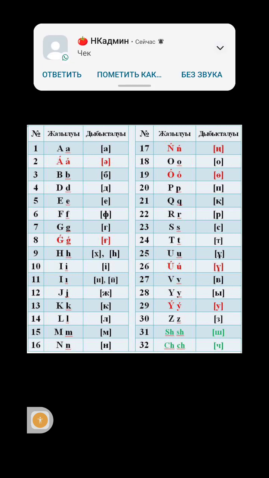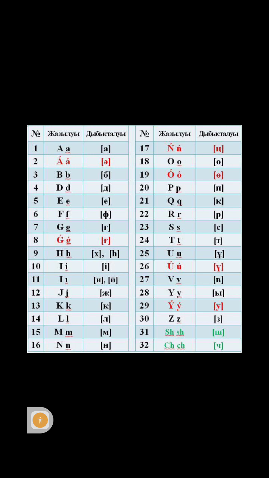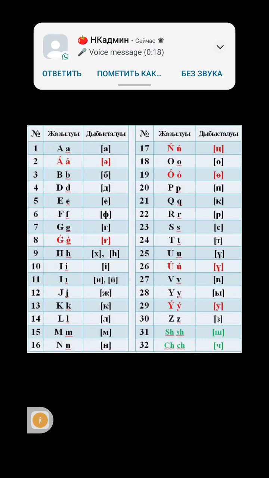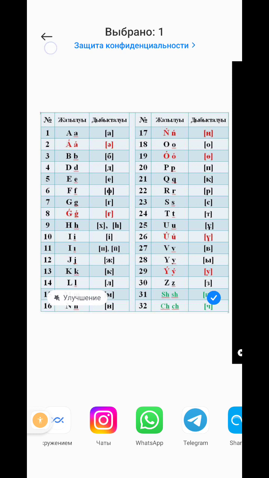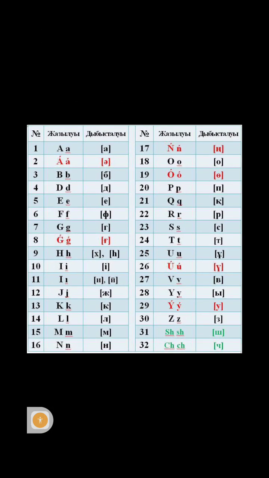F. G. G. H. Number 10, E. Number 11, E. We have got two types of E, short E and long E. The first one is short E without any sign. With the sign, it is long E.